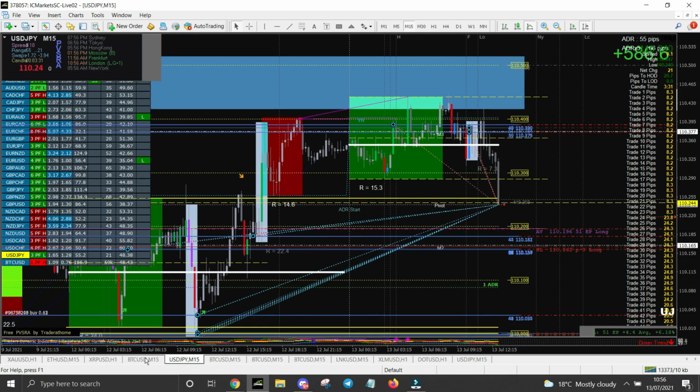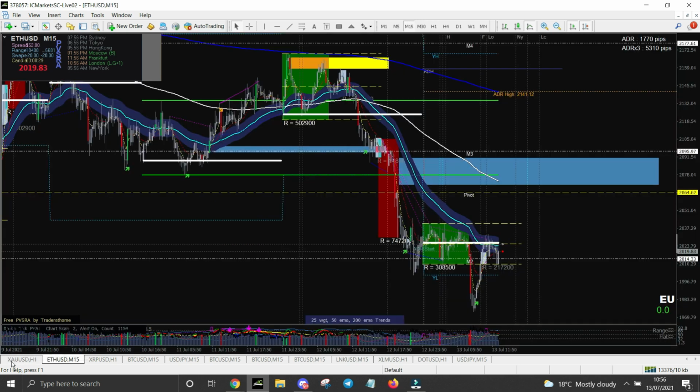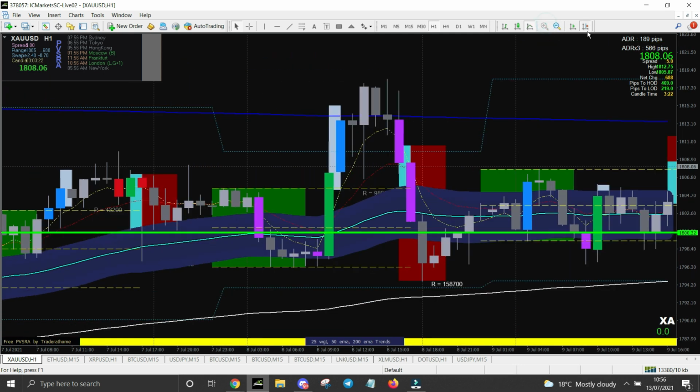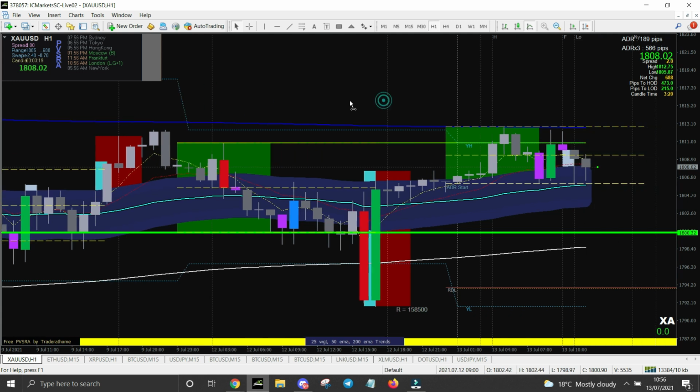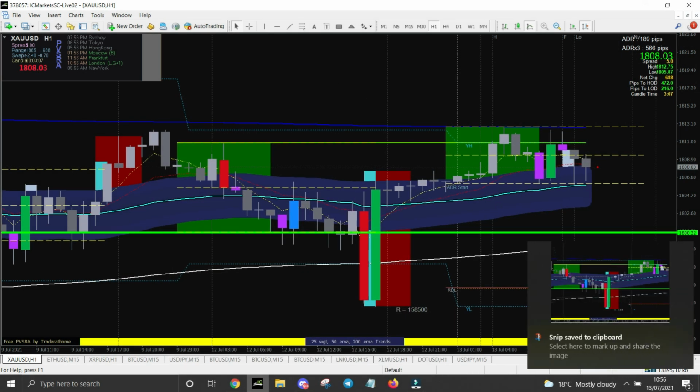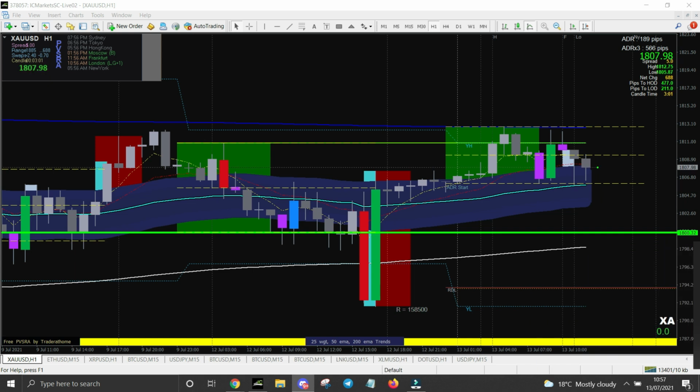Where are we? Gold. Here we go. Let me just get this up right now. So this is what happened on gold. You see that action right there? This is what happened on gold. They spiked price to the low and then they shifted it back up. Okay?